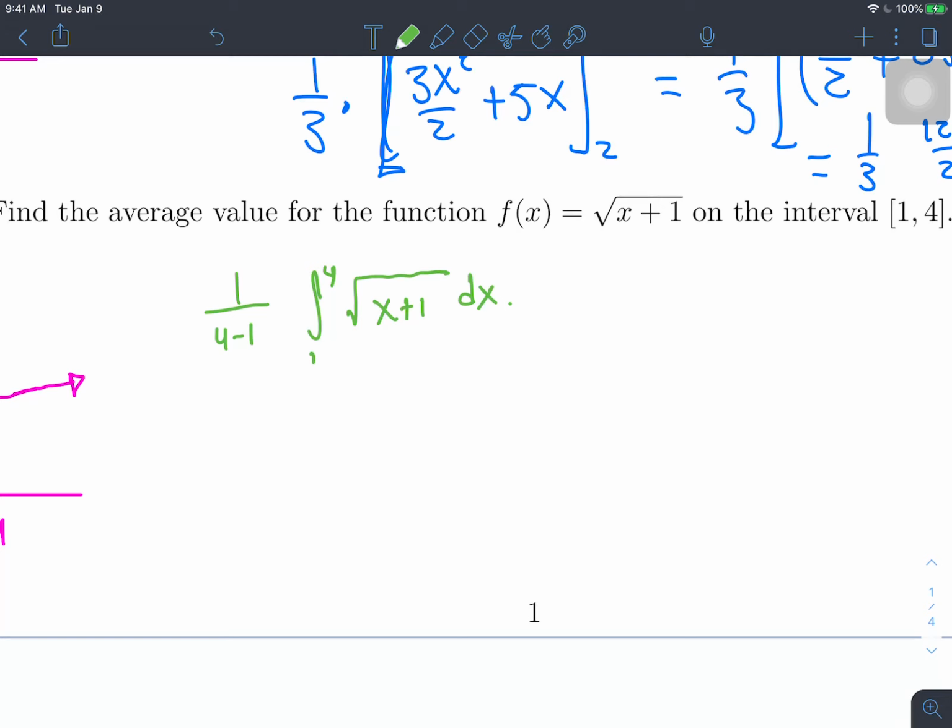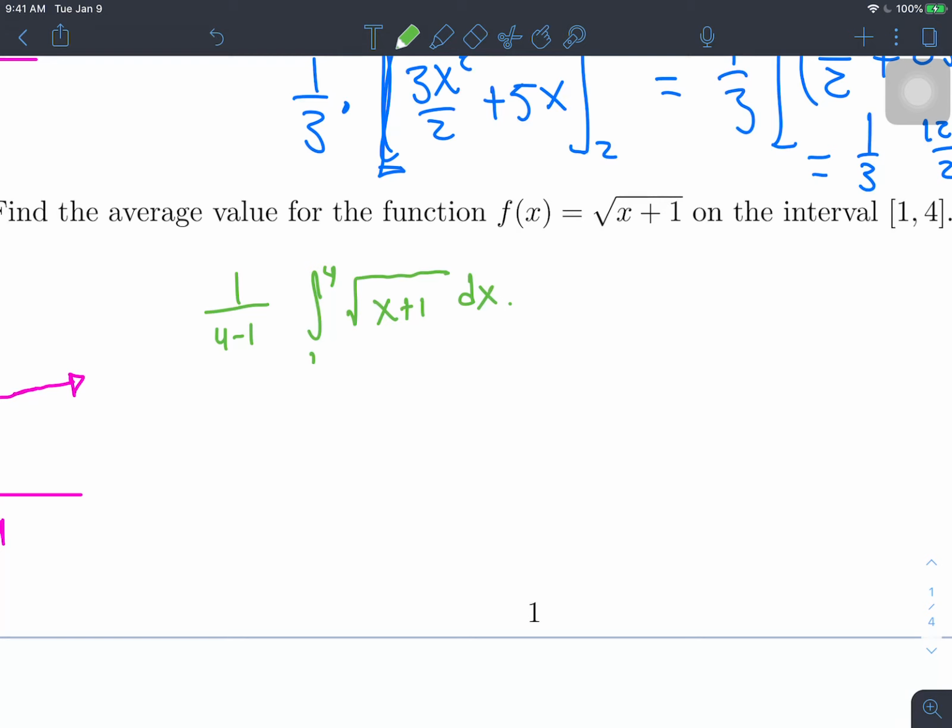Any ideas? What do I do when an integral is too complicated? Yeah, u substitution. What should I choose to be u? Kevin? X plus 1. Yeah, x plus 1. I should choose to be u whatever is kind of giving me issues here.